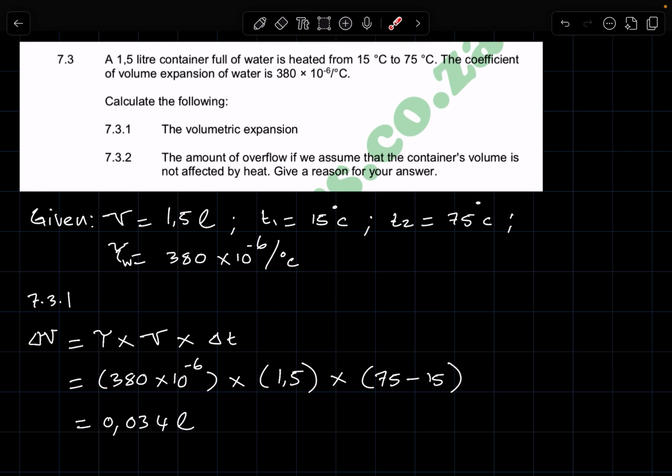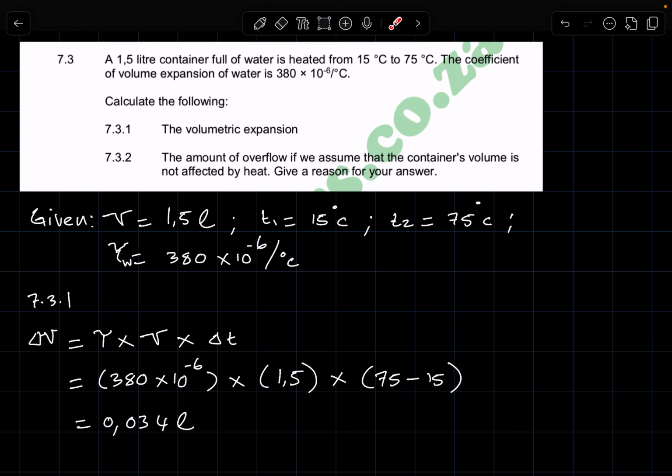Right, so if you can think about this, remember that the capacity of the container is 1,5 liters. It was full before heat energy was added onto it, meaning that whatever volume the water expands by, it is going to spill over by that very volume. Why? Because before the heat was added onto the container, the container was at its capacity already.